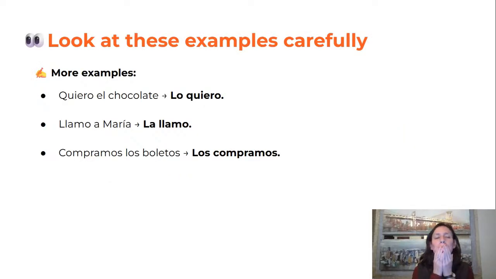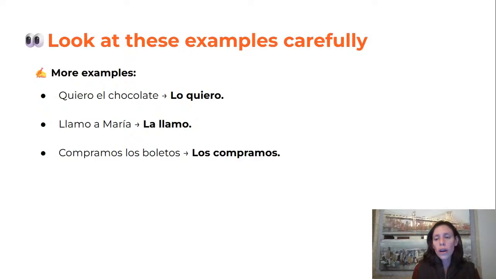Now, I brought here some examples because we've been dealing with direct object pronouns, and to understand the verb gustar further, we also have to use indirect object pronouns. But let's say this first. We have quiero el chocolate. I want the chocolate. Then I say lo quiero.